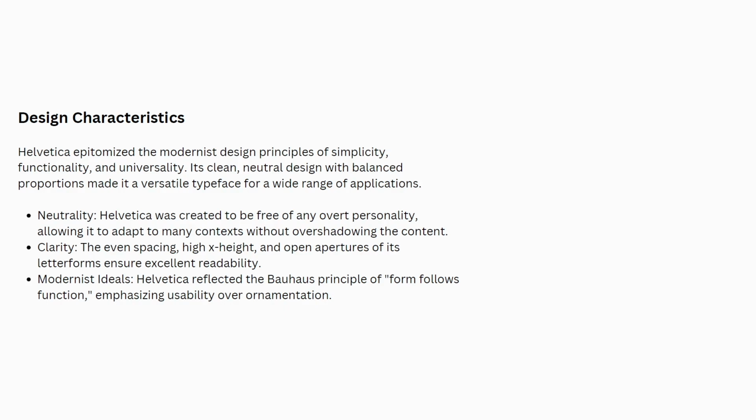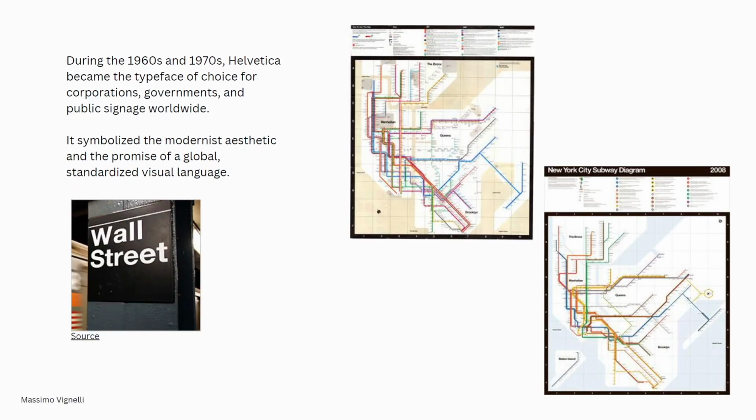And it was really clear. It was evenly spaced. It made it, again, easy to read, which is one of our goals. And it also had those modernist ideas. Helvetica reflected that principle in the Bauhaus of form follows function. And its emphasis is usability over ornamentation. All right, so we can see it here. This is Vignelli's subway branding, and it's great. This typeface is great for things like that. The corporations, governments, public signing.